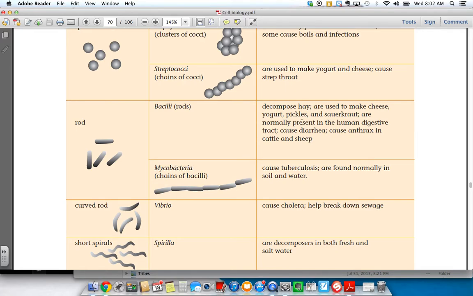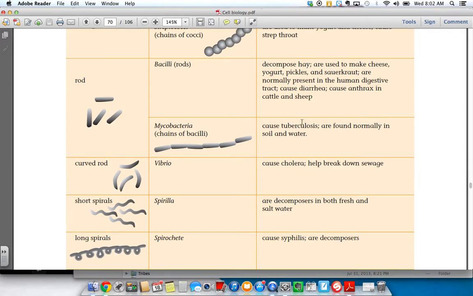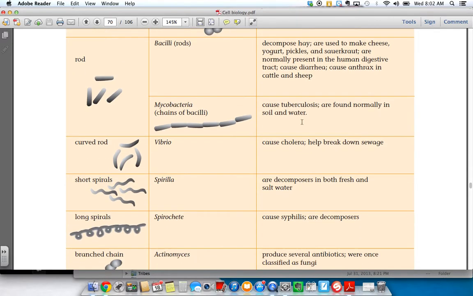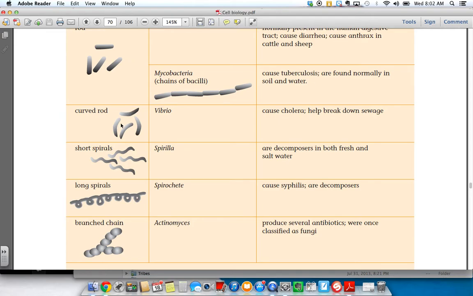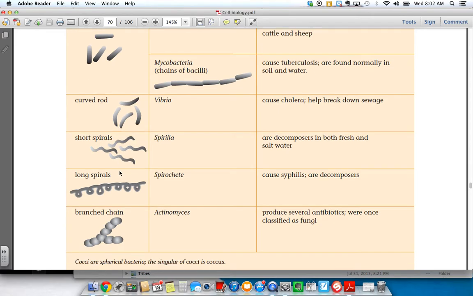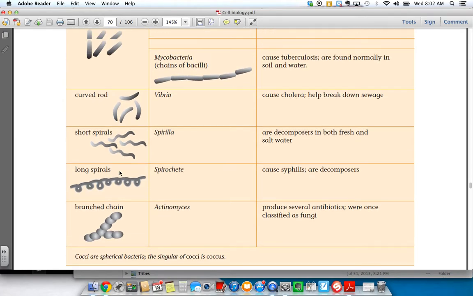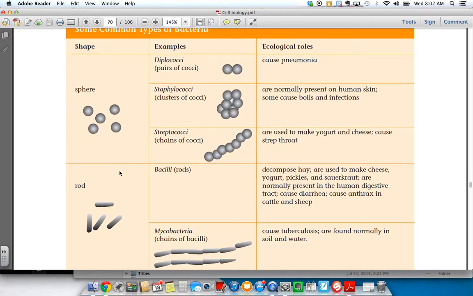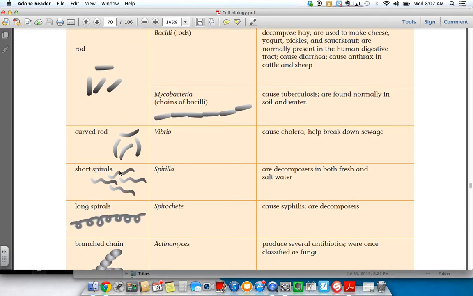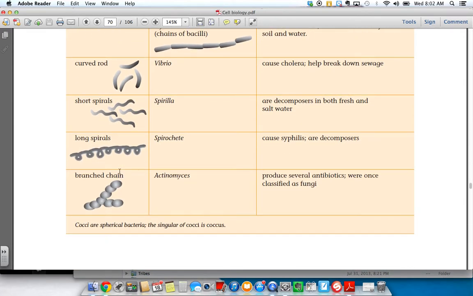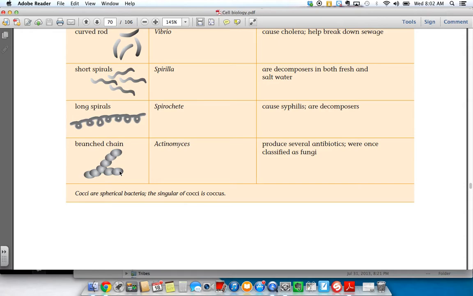You can see some of the things that they do and their uses, some good, some harmful. You can see the curved rods, the short spirals, the long spirals, and the branched chains. So bacteria are grouped by their shapes, and you can see some are good, some are not so good. And it here tells you also about that one that you looked at. The cocci are spherical bacteria, and again, the singular of cocci is coccus.